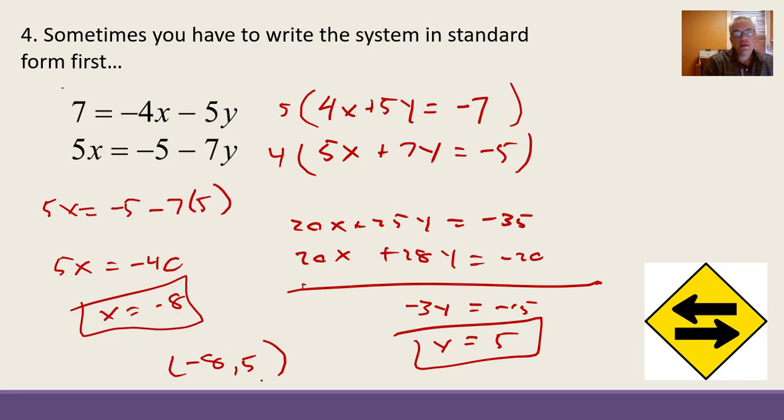All right, that was pretty fast, but there's 4 good examples. If you have those, you're set to do a lot of great math.